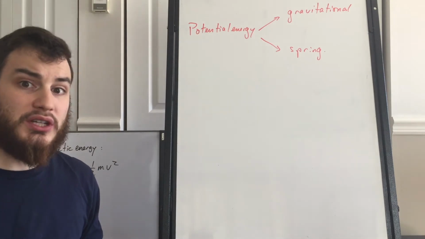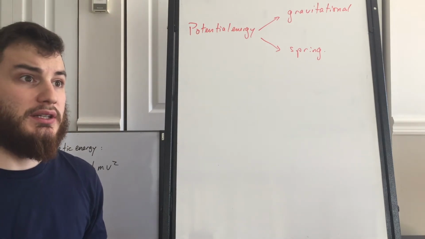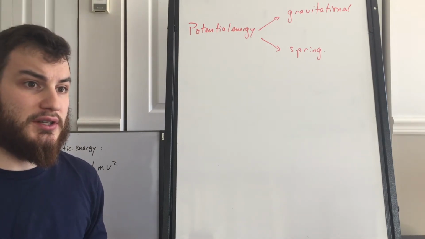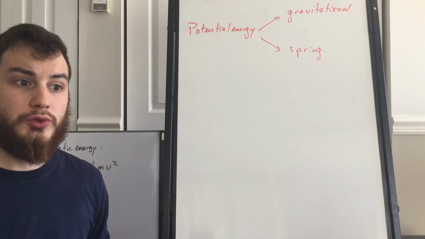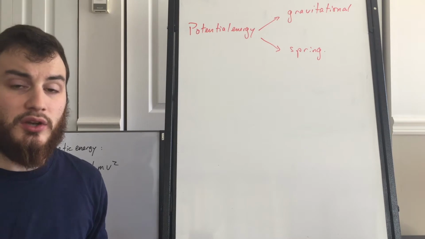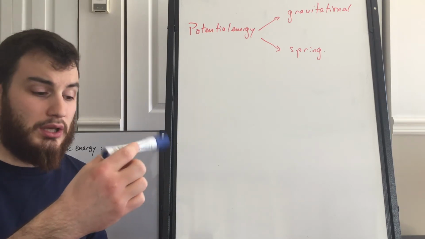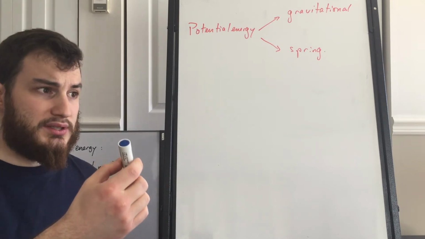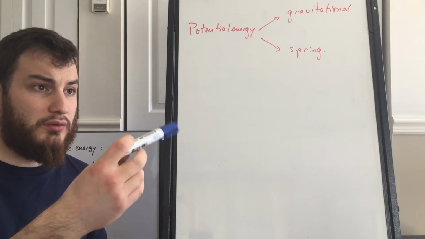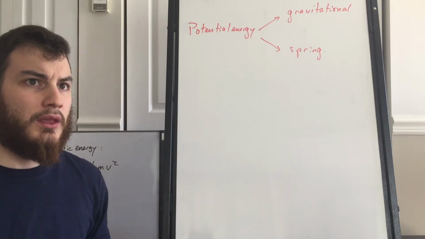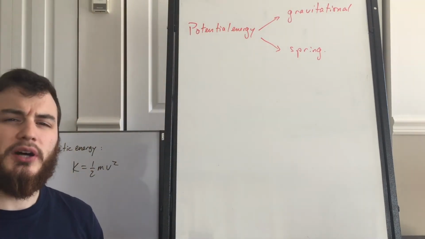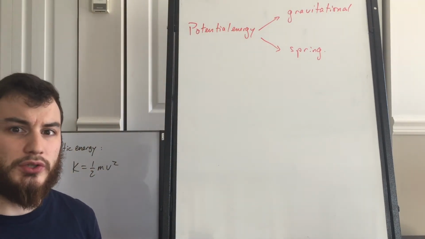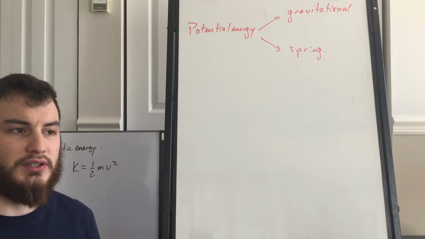The first one is gravitational potential energy. It is the energy that is associated to a configuration of two or more objects. For example, this marker and the Earth. We will say that there is potential energy because the system has the capability, the possibility of having motion, of being in motion in a different state.